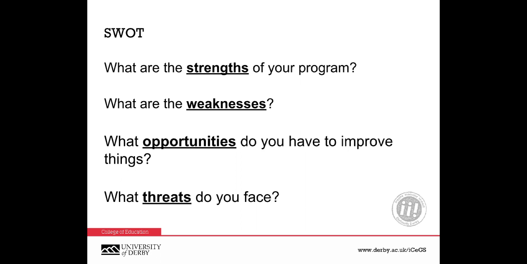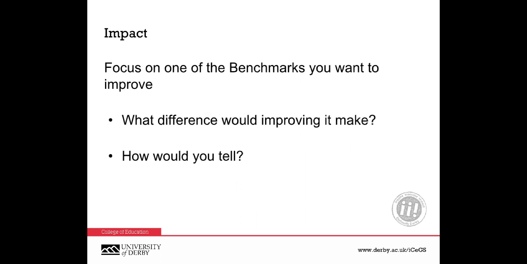So a few exercises there, a few things to be thinking about that you might want to bring into your assignment. How are you using information as part of your program? How are you assessing your program? And if you look at the benchmarks as a whole, what sort of a SWOT analysis would you end up looking at?